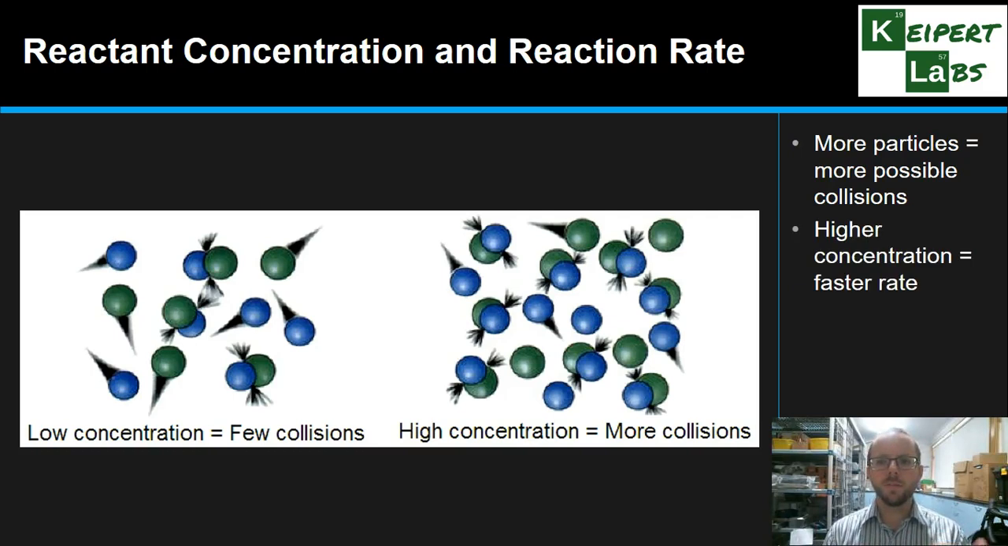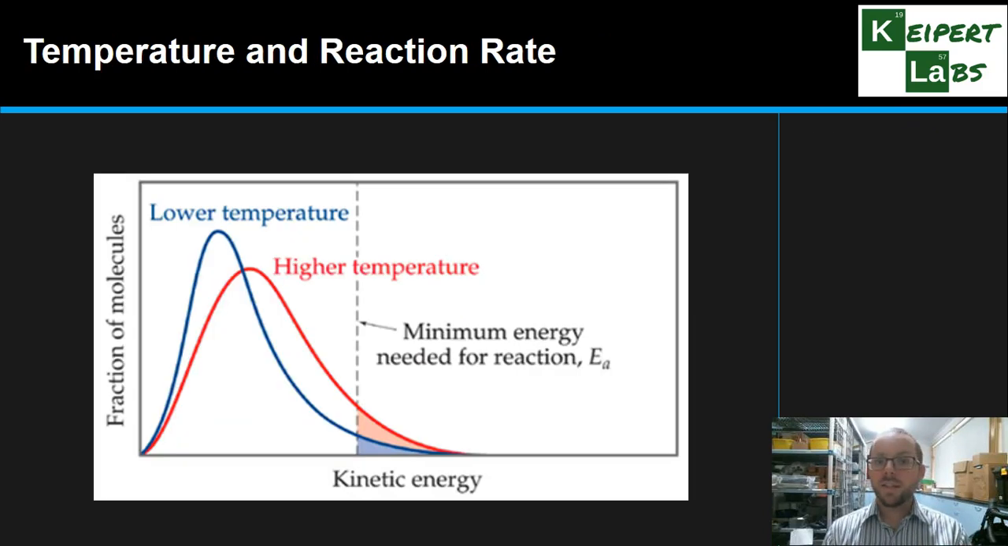Okay, so more particles, more collisions, therefore we get a faster rate as we increase our concentration. Well, what about now temperature? Because we said that temperature is a measure of the average kinetic energy of the particles in a substance. So that means if we increase the temperature, then we're increasing the average. And then if the threshold is the same, then more particles will be past the threshold.